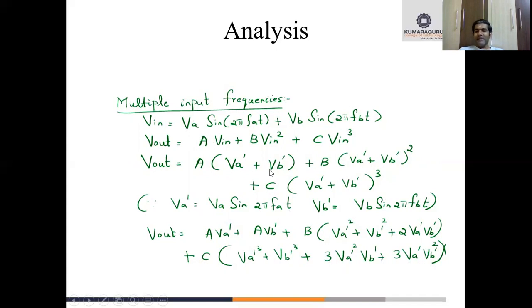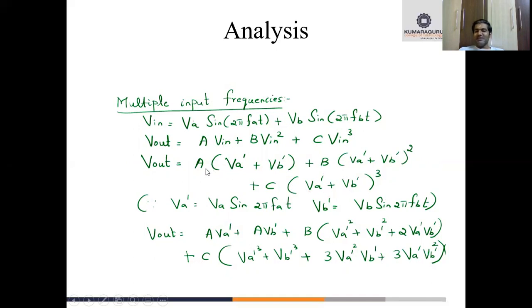VA dash plus VB dash plus B times V in square. What is V in square? VA dash plus VB dash the whole square, plus C times VA dash plus VB dash the whole cube. Okay, now I'm just expanding this.